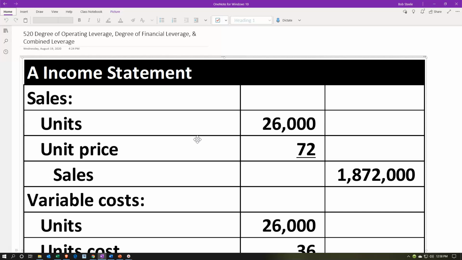In the A income statement we have the sales, the units, and the unit price. That gives us our total sales. Now we're in a contribution margin type of income statement, organizing the income statement in terms of sales minus the variable costs, giving us the contribution margin, as opposed to a normal income statement, which would typically start with sales minus cost of goods sold, giving us the gross profit, and so on and so forth.